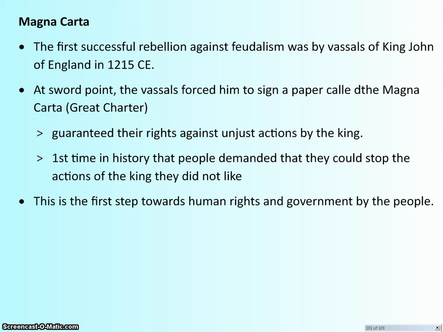It guarantees the rights of the nobles at first, and then the people later, against unjust actions by the king. And for the first time in history, the people demand that they could stop the actions of the king they did not like. And it begins to subject the ruler to the rule of law. It's the first step towards human rights and government by the people that we enjoy in this country.